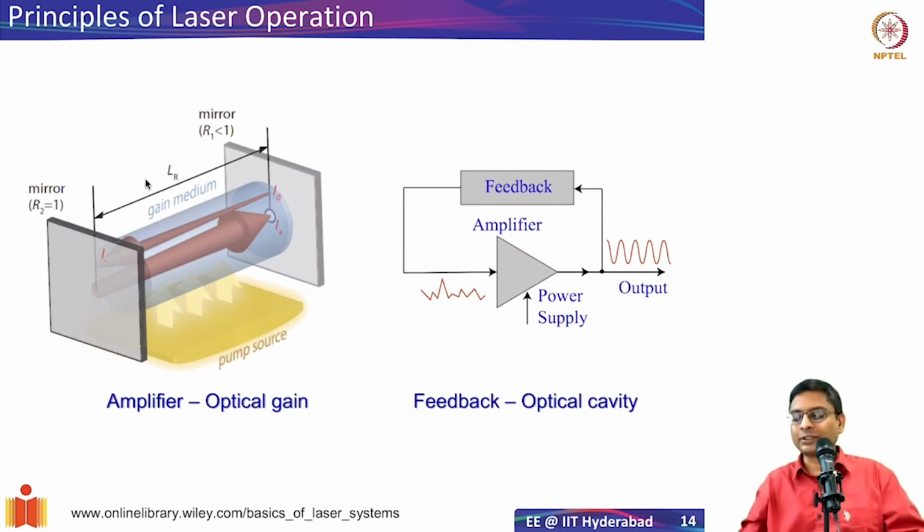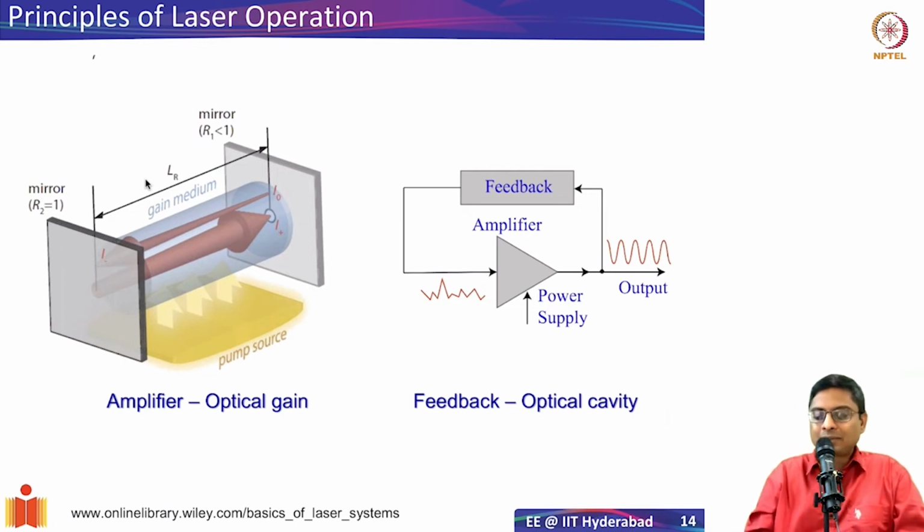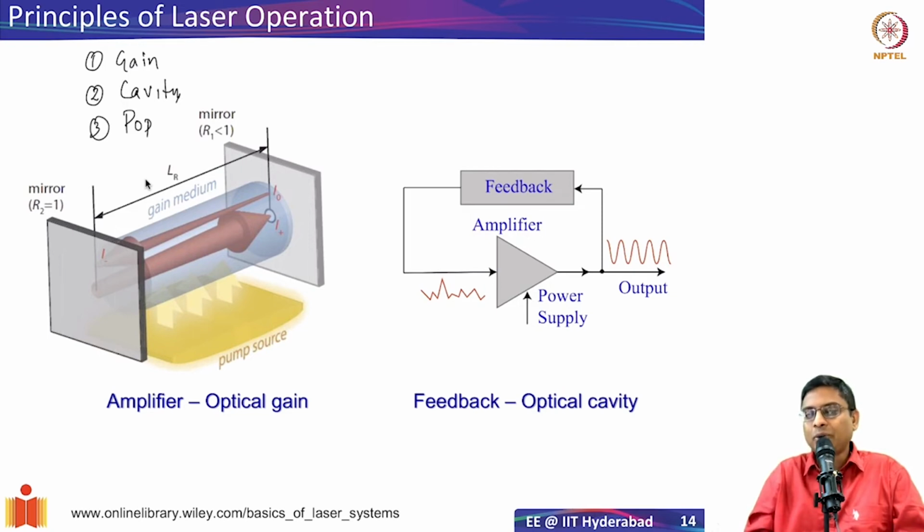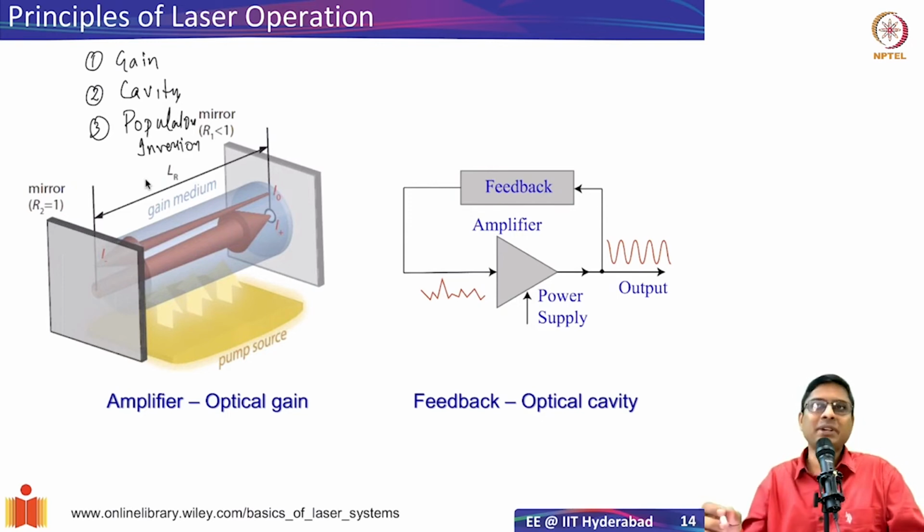So for a laser to operate, we say there are 3 main features. One is that gain is essential, a gain medium. The second is that we should have a cavity. And the third important thing is population inversion. I'll talk in a little more detail about population inversion. The first part is the gain medium, we've understood that. The cavity is basically what is shown here.